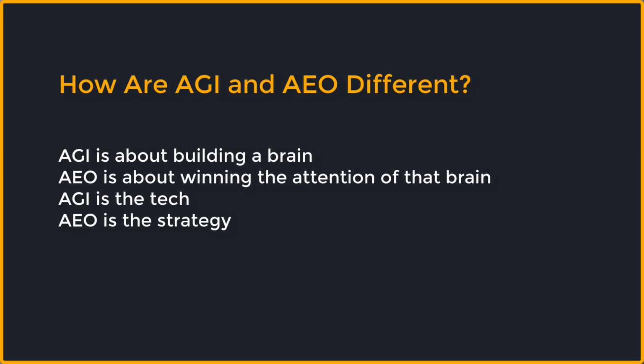So how are AGI and AEO different? Well, let's pause here for a minute, right? Now, these two terms, AGI and AEO, are so far apart in concepts, it's kind of funny that both fall under the AI umbrella. AGI is about building the brain itself, while AEO is about winning the attention of that brain. AGI is the tech, something that we're building, hoping, theorizing about right now. It's like the engine of the AI revolution.